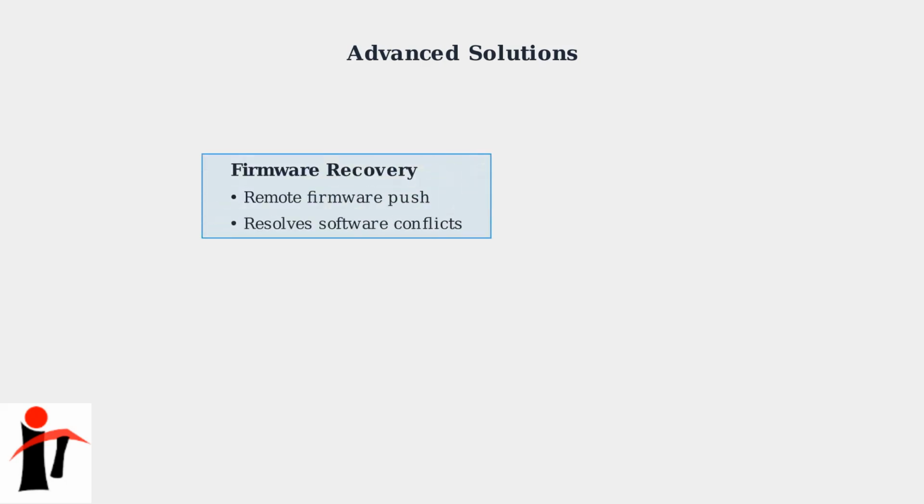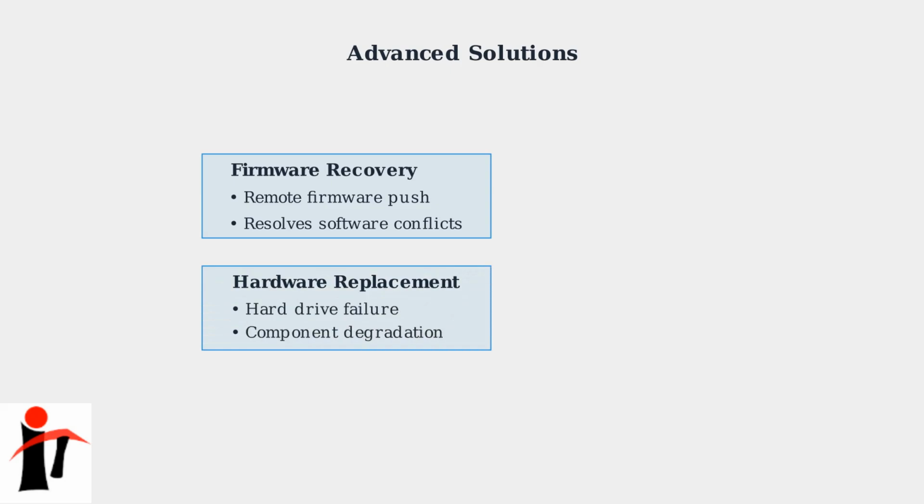Firmware corruption is a common cause of persistent boot loops. AT&T can remotely push updated firmware to your receiver, which may resolve software conflicts or corrupted system files. In cases where hardware components have failed, such as hard drive issues or overheating damage, the receiver will need to be replaced. AT&T typically provides replacement units for customers under warranty.